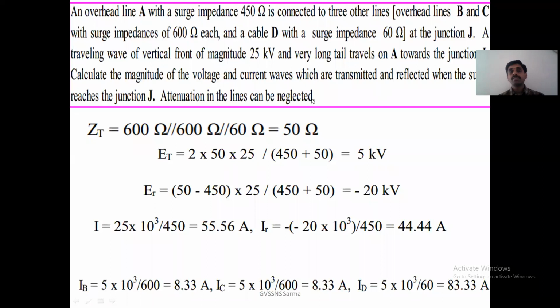Attenuation in the lines can be neglected. They have not given any attenuation coefficient here. So you can first calculate the equivalent impedance of the 3 lines at the T junction. The 3 lines are parallel, therefore 600, 600 and 60, all in parallel combination. You have to calculate 50 ohms. Therefore, what is ET? You know the formula: 2 into Z2 by Z1 plus Z2, where Z2 means the parallel combination of all these, divided by Z1 plus Z2, into the incident voltage 25 kilovolts. It is 5 kilovolts. This is the transmitted voltage. Out of 25 kV, 5 kV is transmitted. What is the reflected voltage? Same: Z2 minus Z1 by Z1 plus Z2 into 25. It is minus 20. That means out of 25, 5 kV will be transmitted and 20 kV will be reflected back.